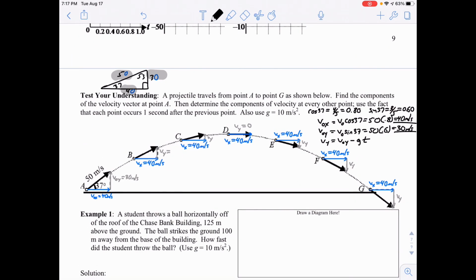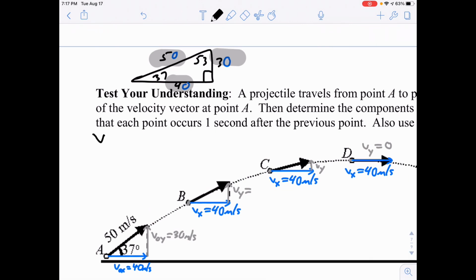So to summarize, velocity in the x direction remains constant. So it's constant velocity going horizontally, all the way, because we are assuming no air resistance, and we're assuming nothing is pushing it from behind. Therefore, the net force acting on it horizontally is 0. Therefore, there's no acceleration horizontally.